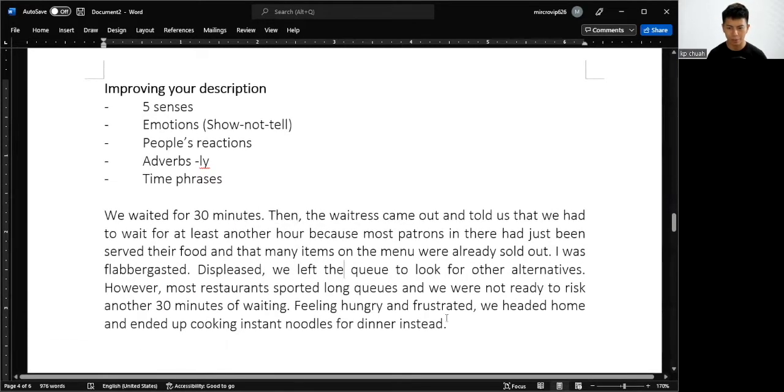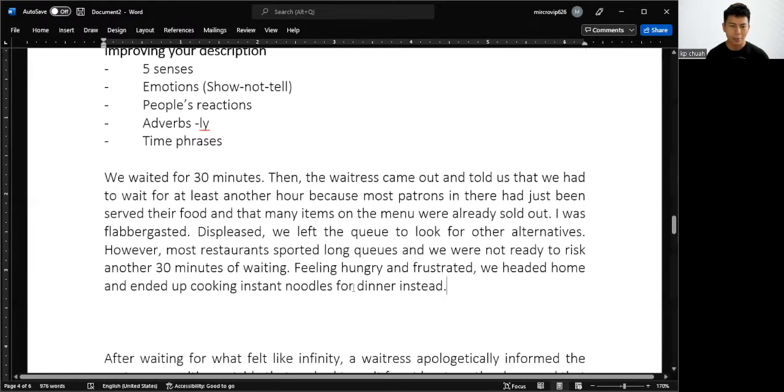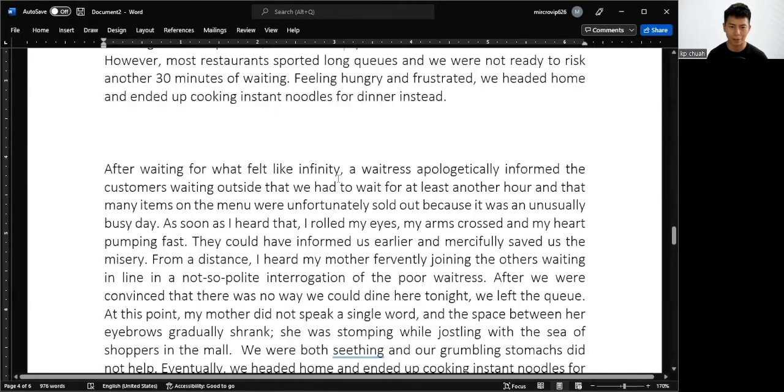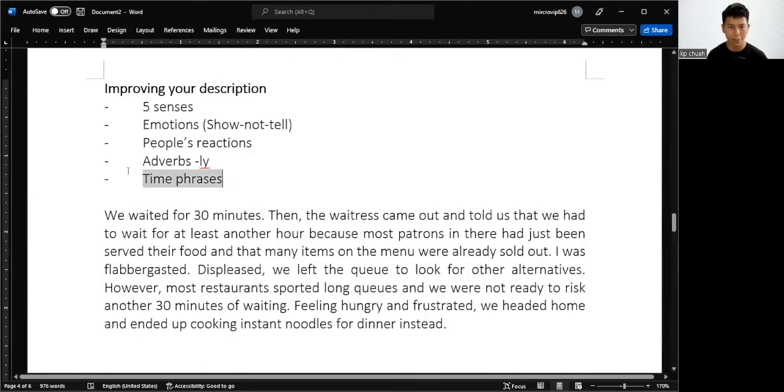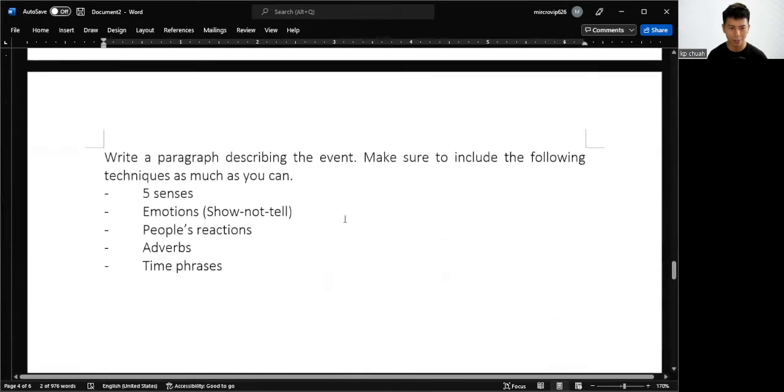So let's look at this paragraph first. You can pause this video at this point and have a quick read of the paragraph. Okay, I trust that you have finished reading the paragraph. There's nothing special about this paragraph. It's average, it's fine. There are many things we can do to improve on this paragraph by adding these 5 techniques in there. So I have written another paragraph right here. But first, let me show you the time phrases because they're important. We're going to discuss those things.